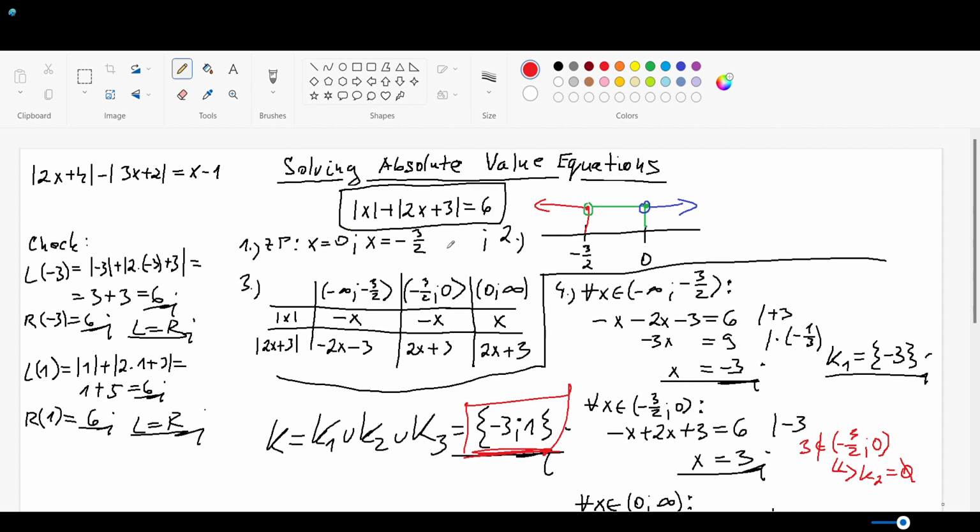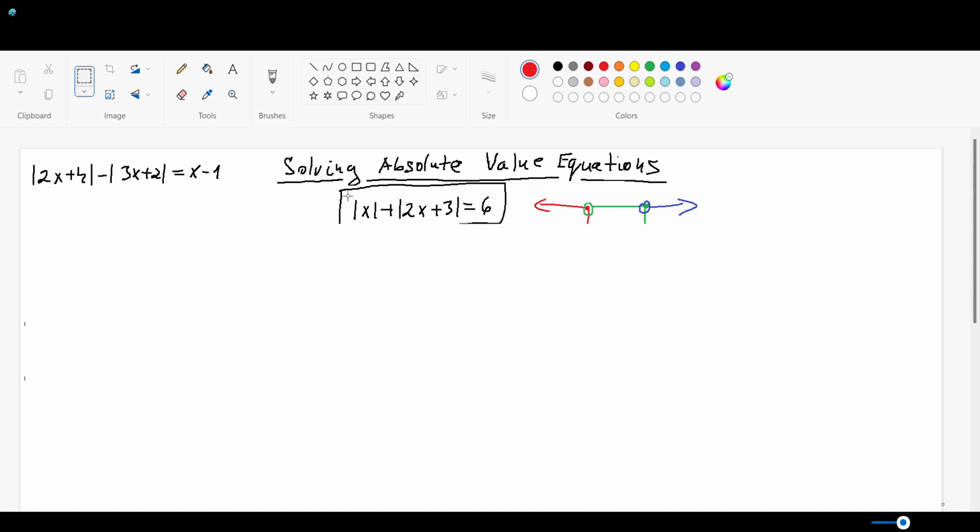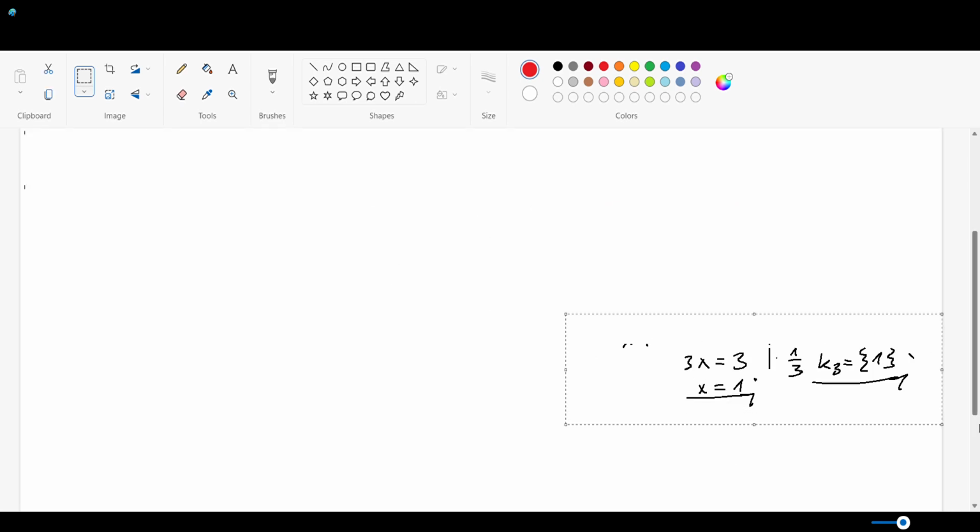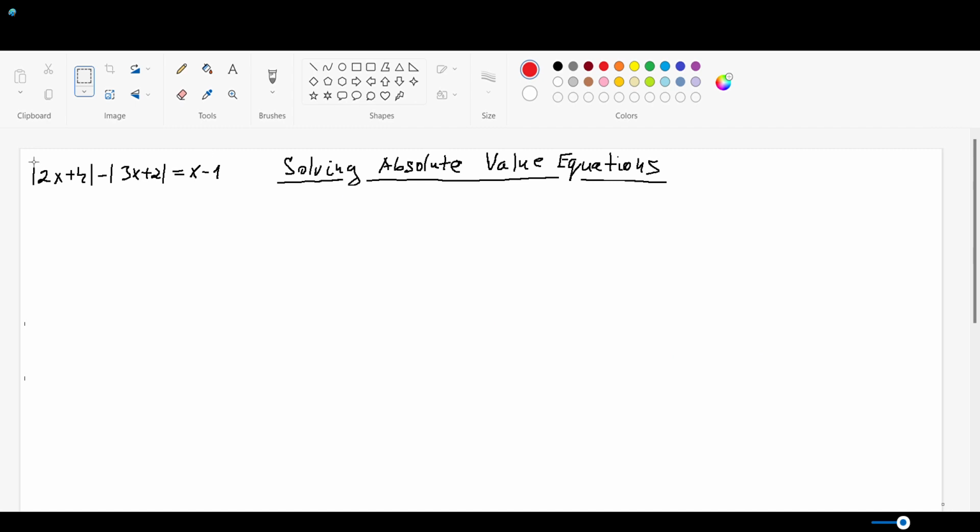Good. Now let's have a look at the second equation, which looks a little bit more complex. So let's see what the result will be. And we don't need this anymore, so let's get rid of this. Okay, let's delete everything so that we have enough space, and now we'll be solving this equation.